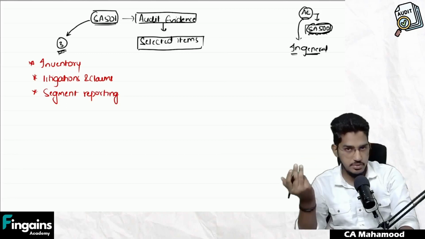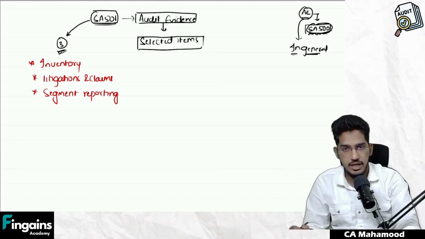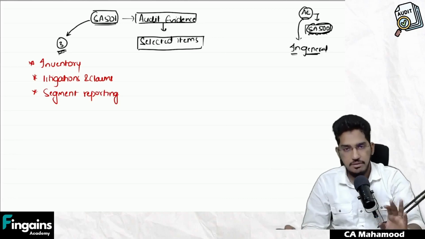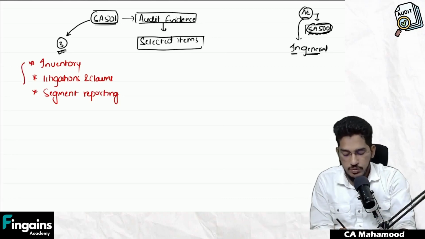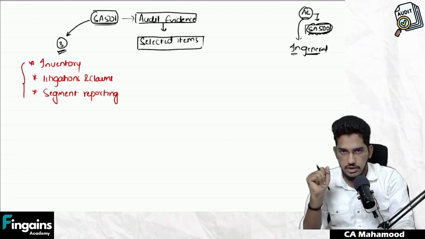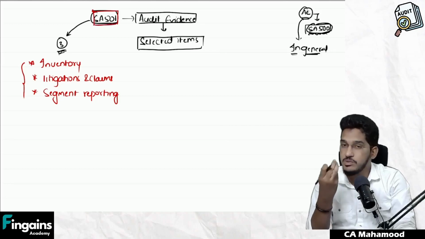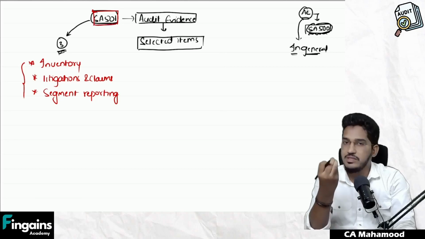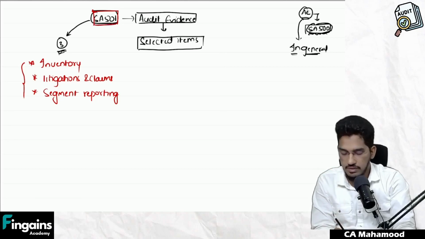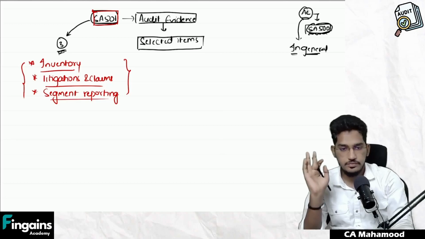Sir, why only these three items? It's up to the standard, the institute, the regulatory authorities like ICAI, IFAC. So they have decided that these three items might be those items in the financial statements where auditors might face a lot of difficulty in obtaining audit evidence. So they have given one dedicated standard, SA 501, which gives us specific instructions we need to keep in mind while obtaining evidence regarding these three selected items.